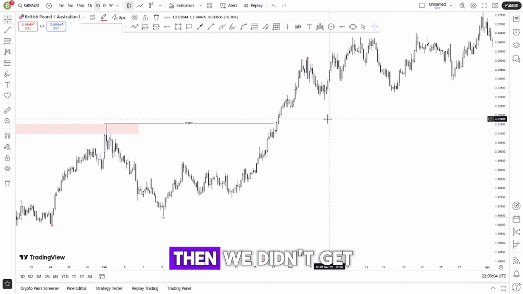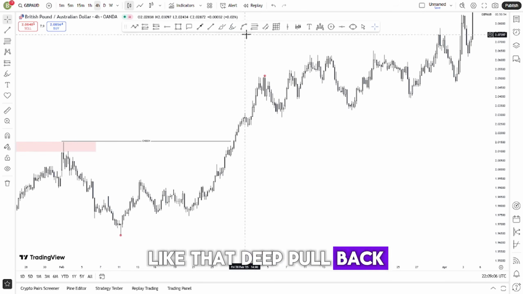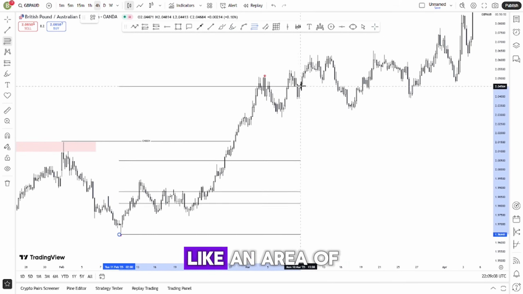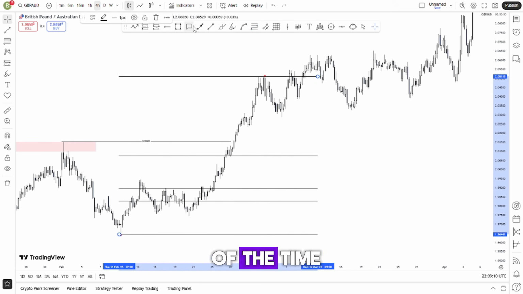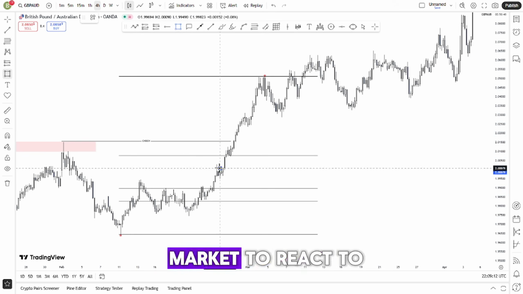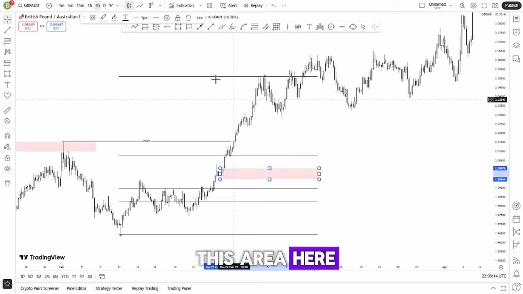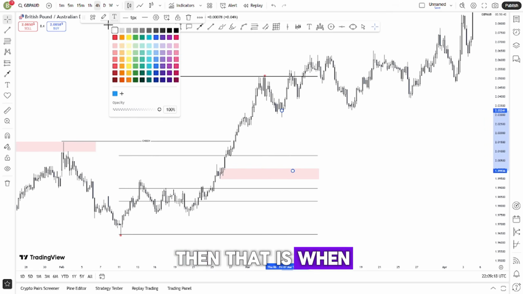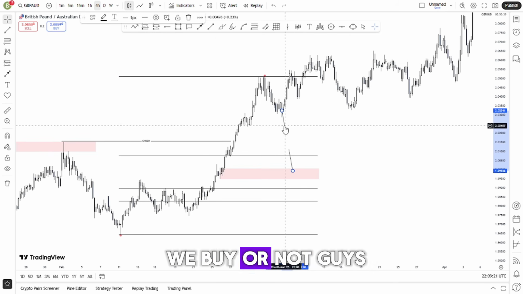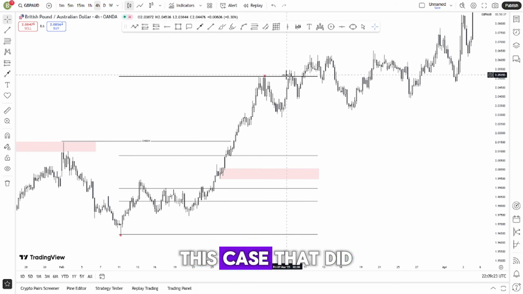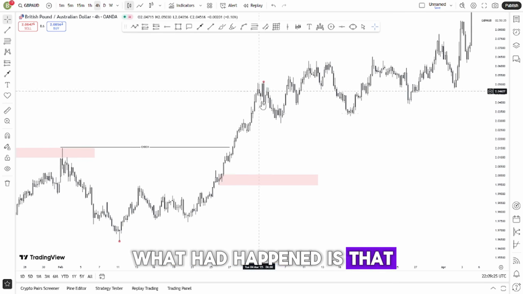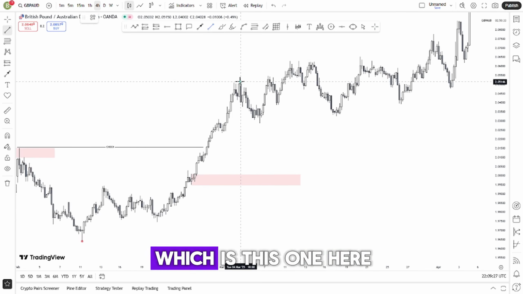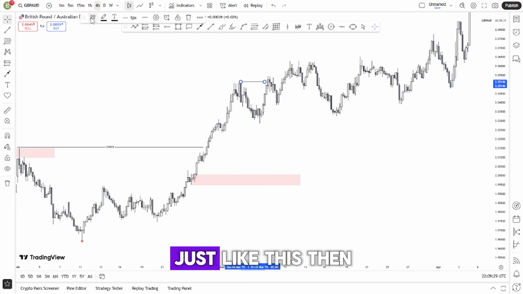Just like that. Then we didn't get like that deep pullback whereby the market has to reach like an area of interest, just because most of the time we expect maybe the market to react to this area here. Let's say we drop from here to here, then that is when we can decide if we buy or not, guys. But like in this case, that did not happen. What had happened is that we had a new break of structure, which is this one here, just like this.